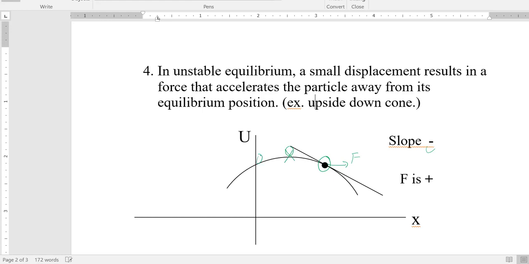And same thing over here. We have a positive slope, which would be a negative force, which would be a force to the left, accelerating that ball away from the equilibrium position.